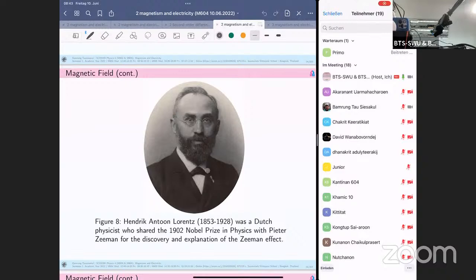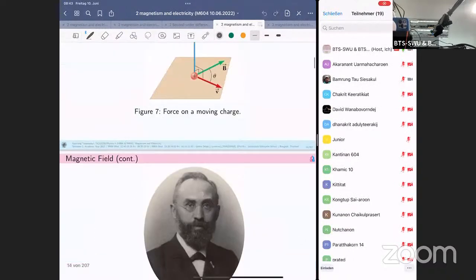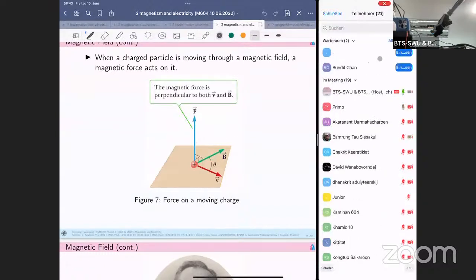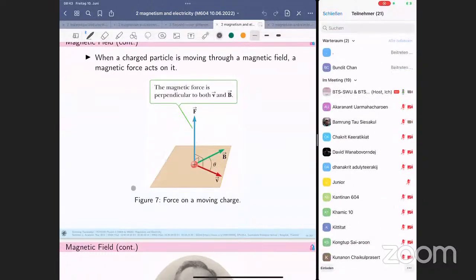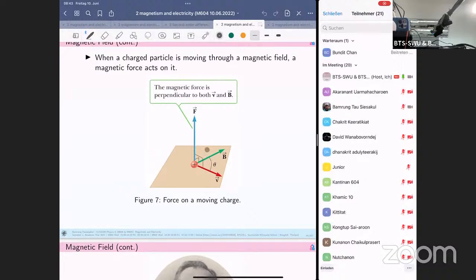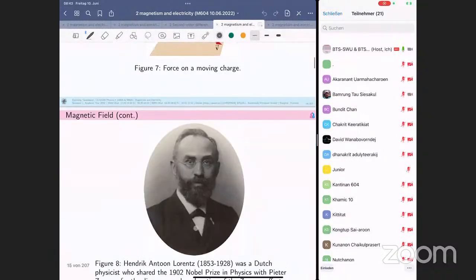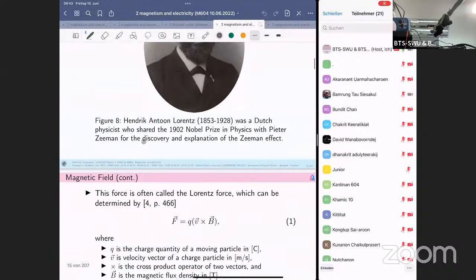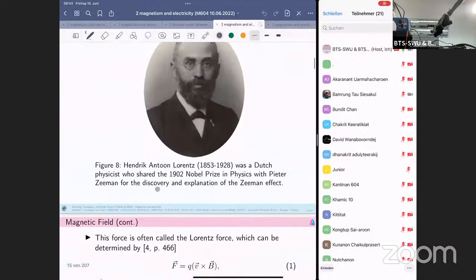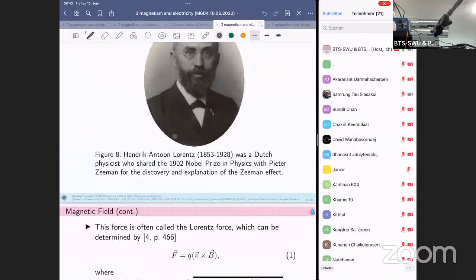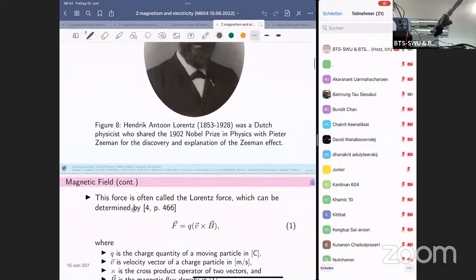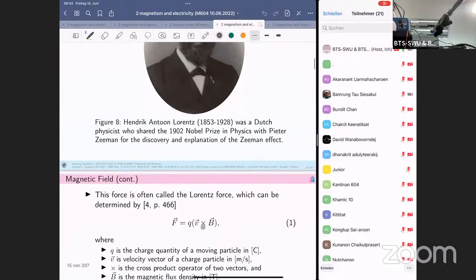And for us, he is important because the whole process in order to find the induced force here is due to this person. The force here is known as the Lorentz force, and it can be computed by this formula, taken from reference number 4.